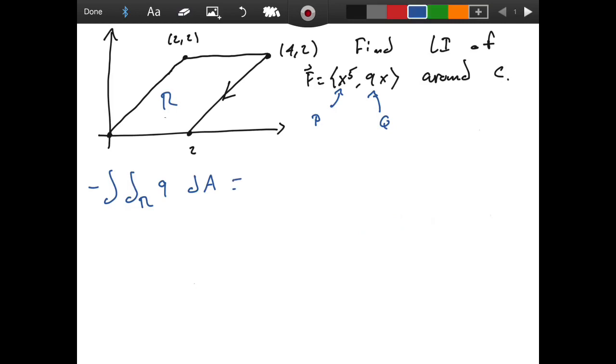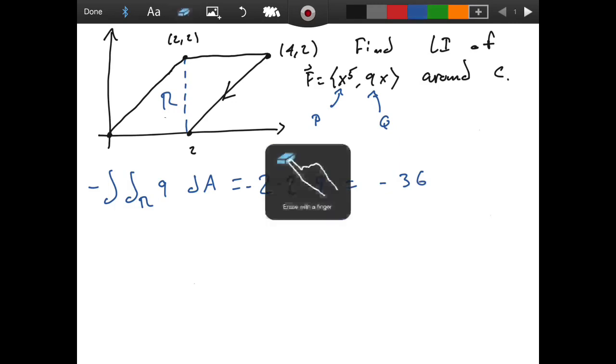Well, so now there's a couple of ways that we can do this problem. This is just equal to 9 times the area of the parallelogram. Well, what is the area of a parallelogram? It's just equal to the base times the height. So the base is 2. The height is this distance right there, which is also 2, times 9. Put the minus sign. So this is equal to minus 36.